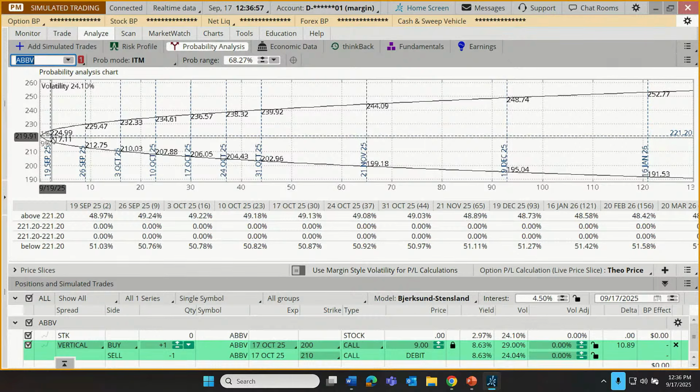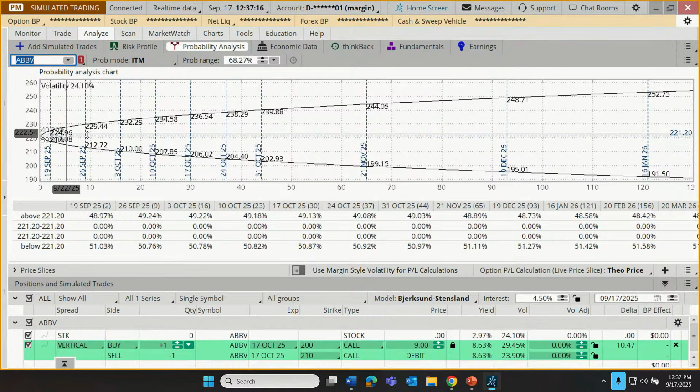So if we're trying to get a 68% probability, it's only a couple of days away. We don't have to go very high above the current price or very low below the current price to capture a 68% probability, or in other words, a 1 standard deviation probability of the stock falling in that range.